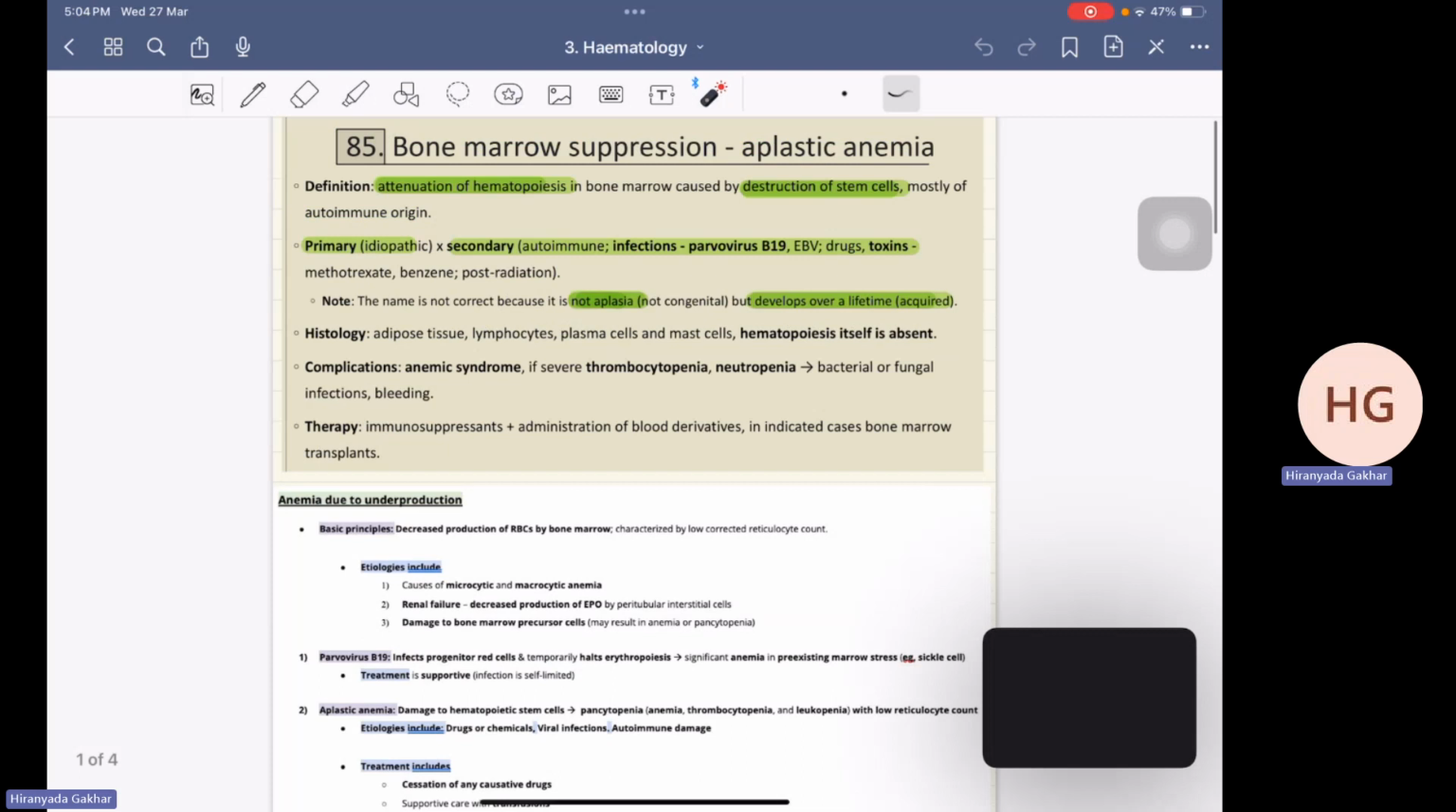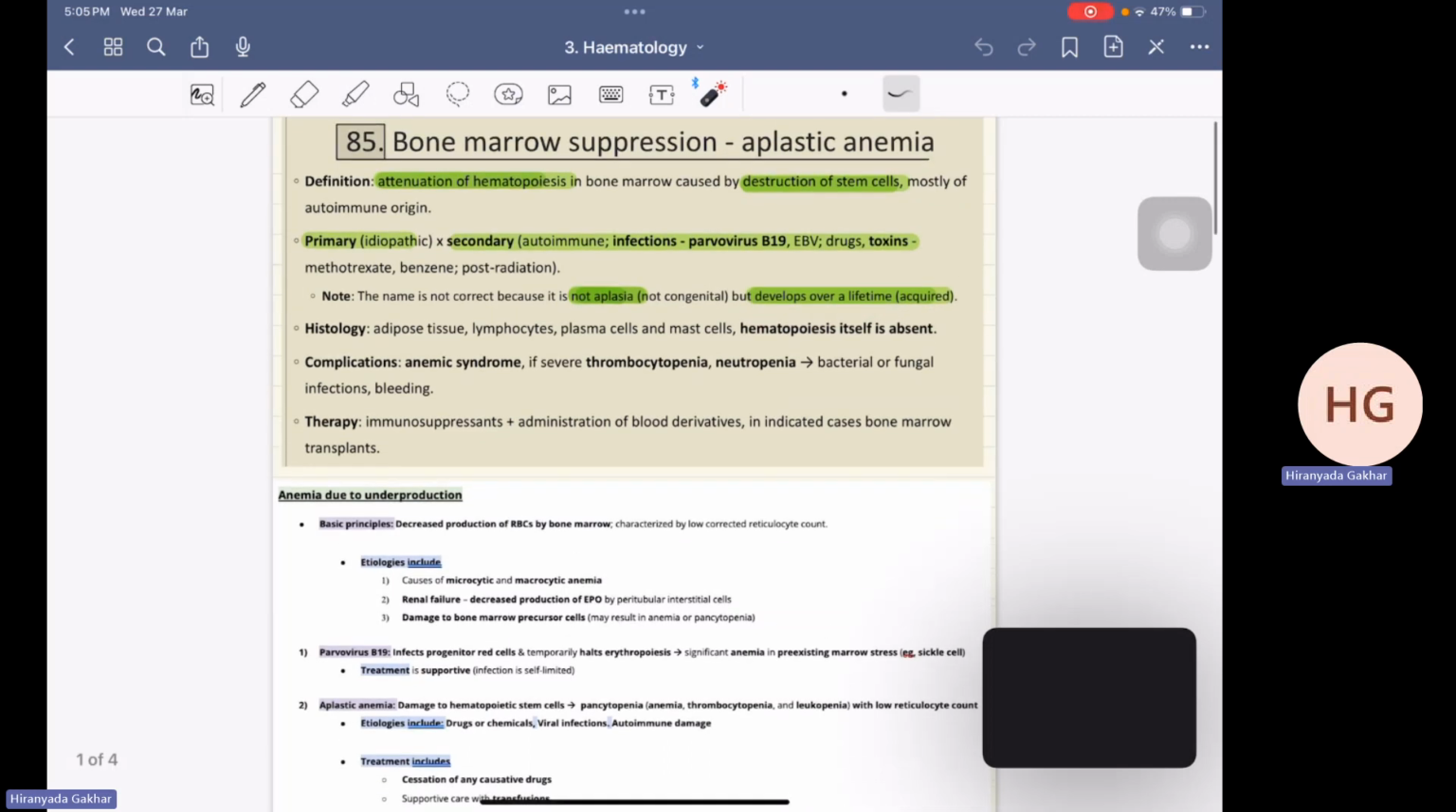One point that is important to note here is that there is a problem with this nomenclature. They say that it's aplastic anemia, but the name itself is incorrect because there is no aplasia and it is not congenital. It is a disorder that develops over lifetime and is acquired. Focusing on the microscopy, what we find on the histology is adipose tissue, lymphocytes, plasma cells, and mast cells. And then also that the hematopoiesis is completely absent.